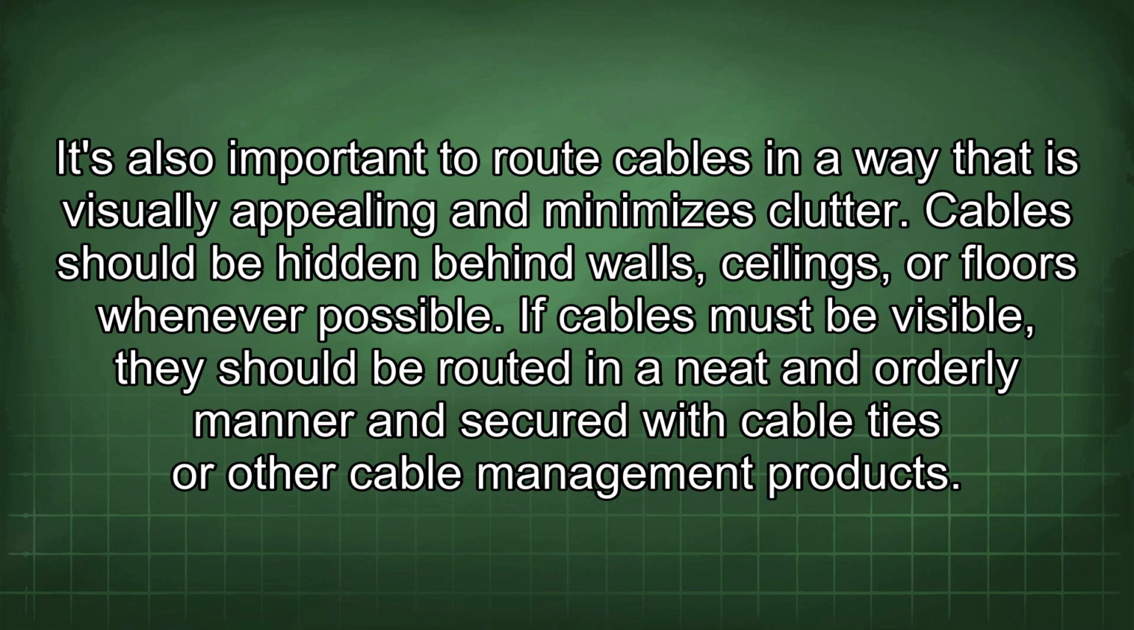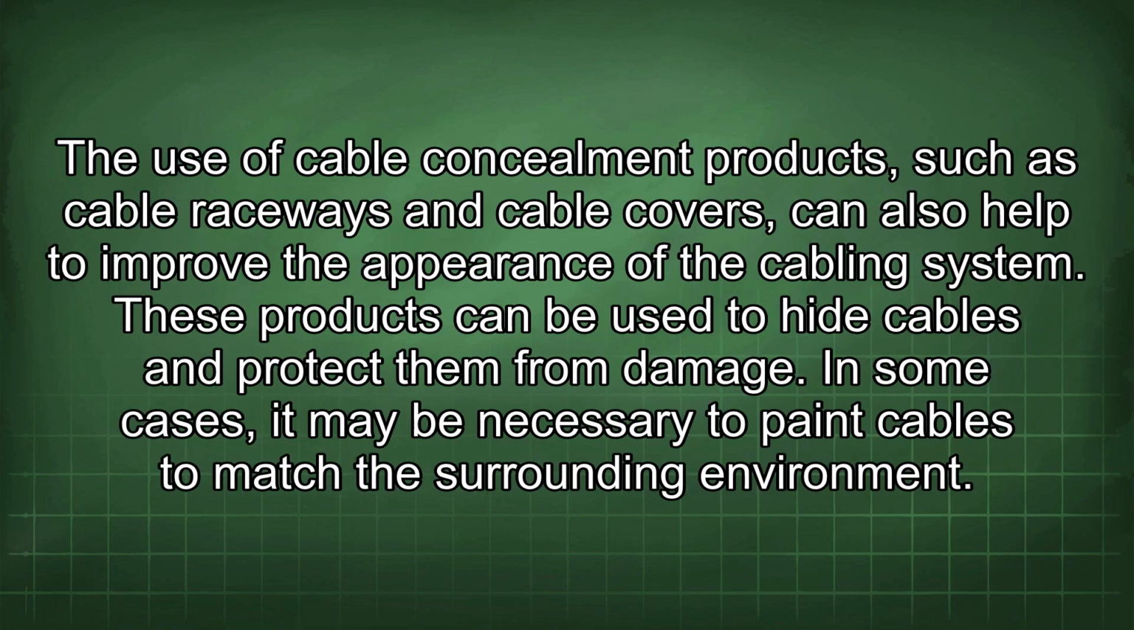Cables should be hidden behind walls, ceilings, or floors whenever possible. If cables must be visible, they should be routed in a neat and orderly manner and secured with cable ties or other cable management products. The use of cable concealment products, such as cable raceways and cable covers, can also help to improve the appearance of the cabling system. These products can be used to hide cables and protect them from damage.